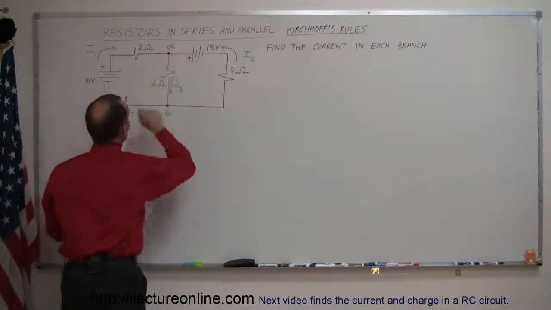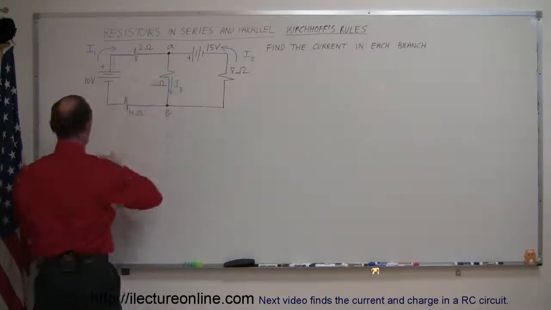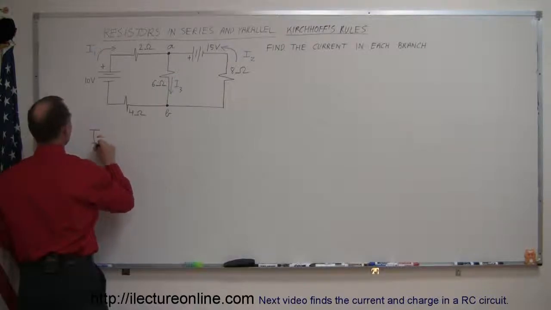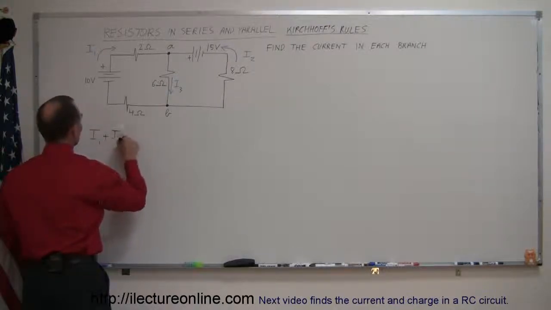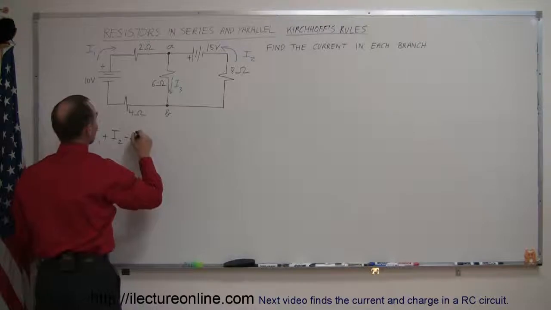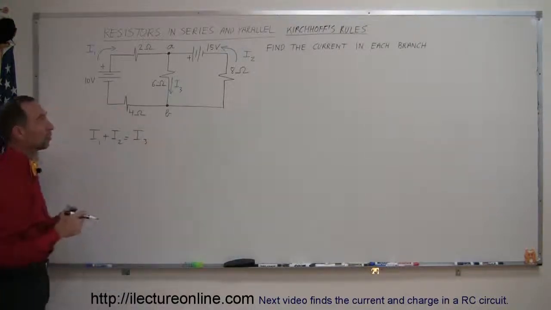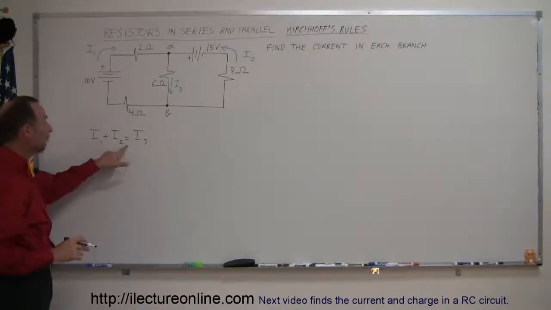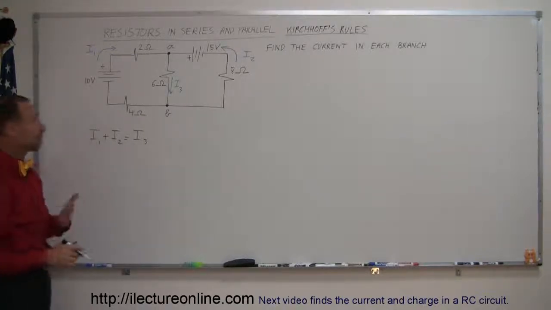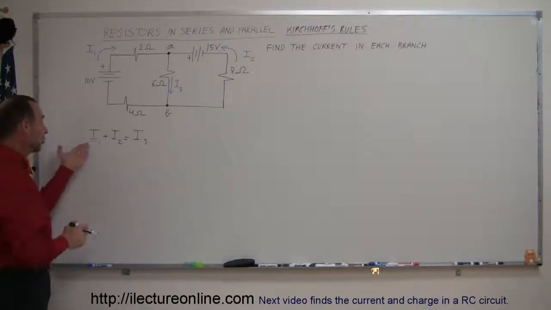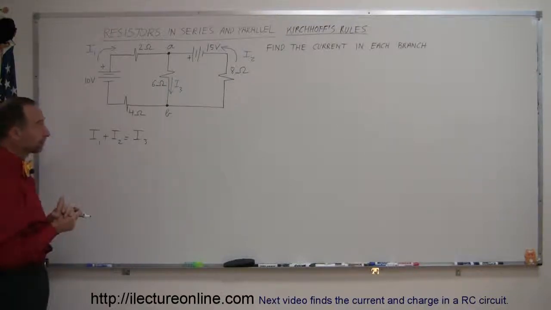So what we can say here is that the currents entering branch point A, which is I1 plus I2, must equal the current leaving, which is I3. And this gives you the first equation you need to solve this problem. Now notice there are three unknowns, I1, I2, and I3, which means you're going to need three equations to solve this problem, and this is only one of the three equations.